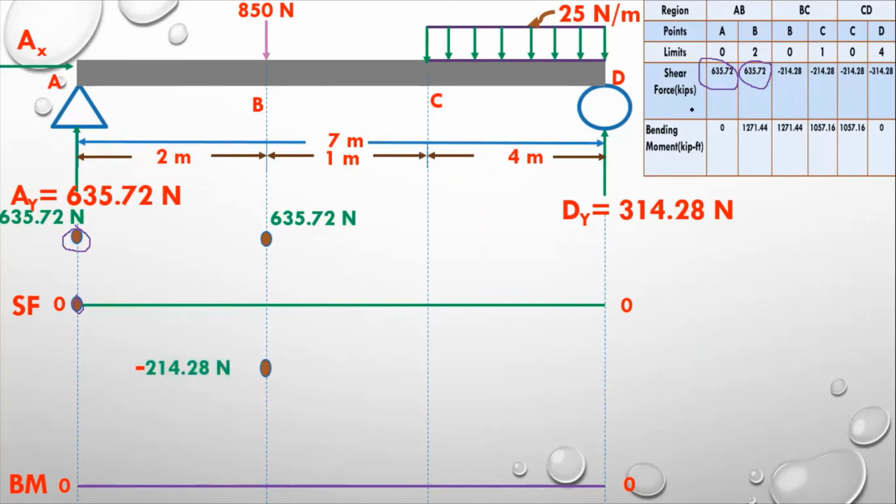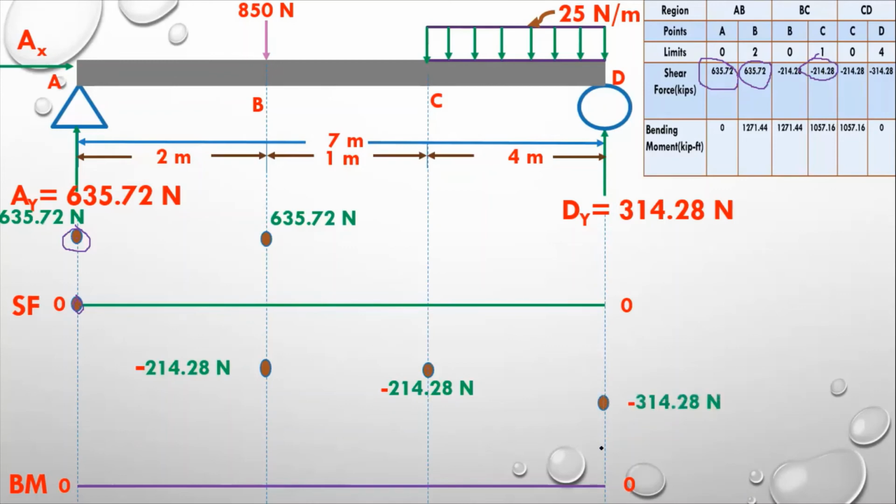The next value at point C, you can see that is minus 214.28. So it will be at C, and it is parallel to B, which we have taken here. So it will be minus 214.28. And the next value is again minus 214.28 at point C, so it will remain the same, and the final value is changed, that is minus 314.28. So it will go down at D.